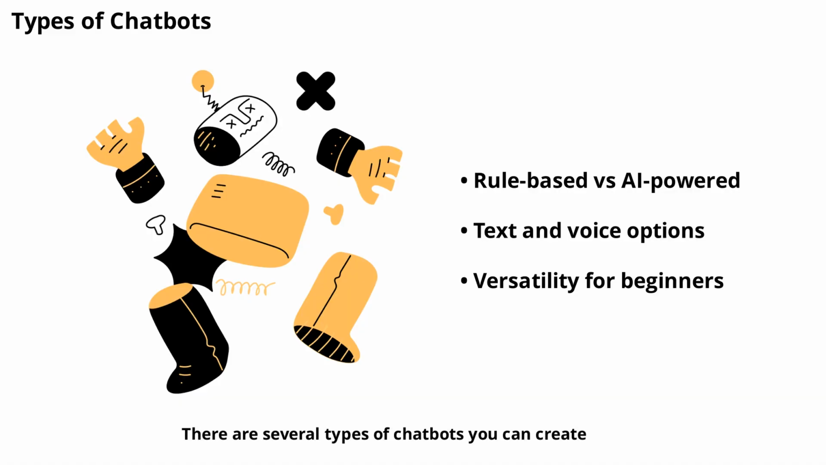There are several types of chatbots you can create. Rule-based chatbots follow predefined scripts and respond to specific keywords. AI-powered chatbots, on the other hand, use machine learning and natural language processing to understand and respond more flexibly.